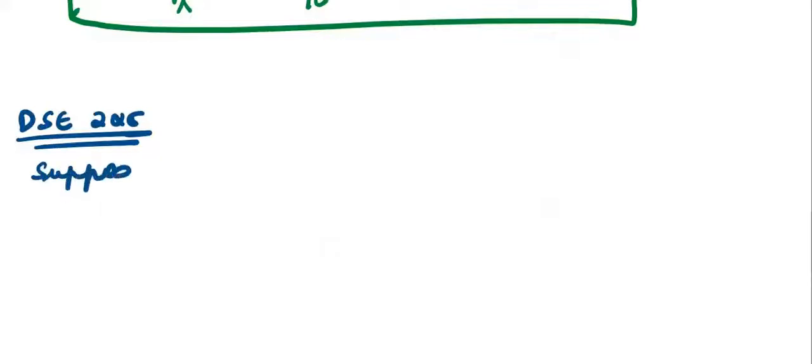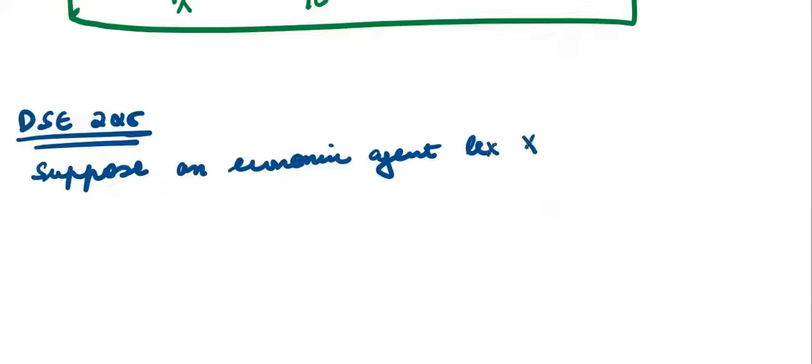Suppose an economic agent lexicographically prefers X to Y. Again, now we are clear that when we say lexicographically preferred X over Y, I basically want a bundle which has more and more of X. I am not concerned with Y. I'm just concerned with X.